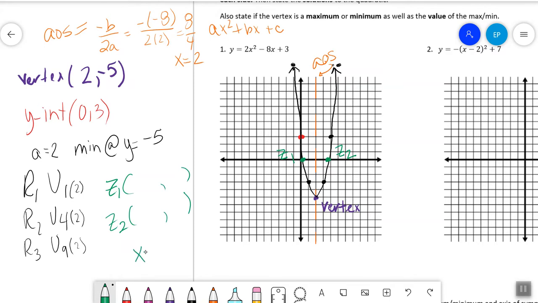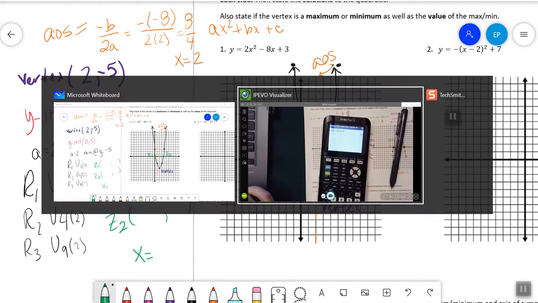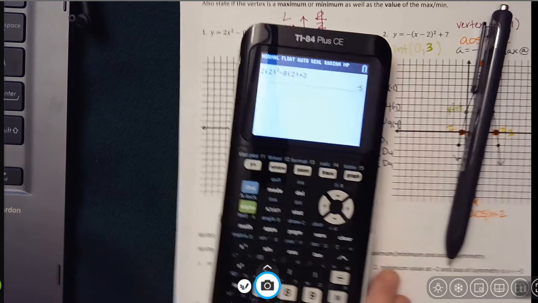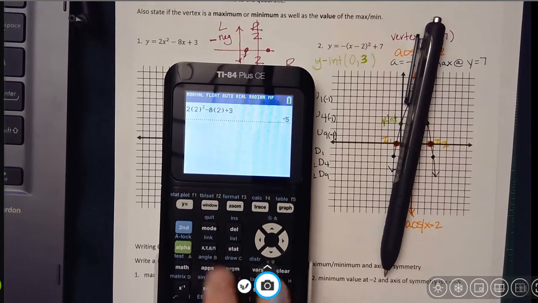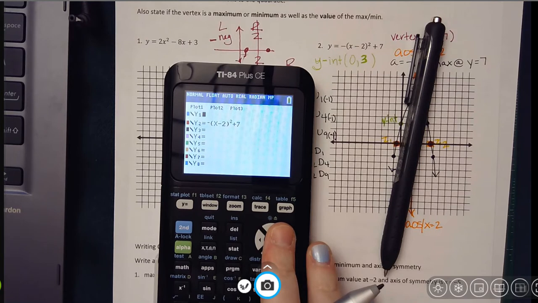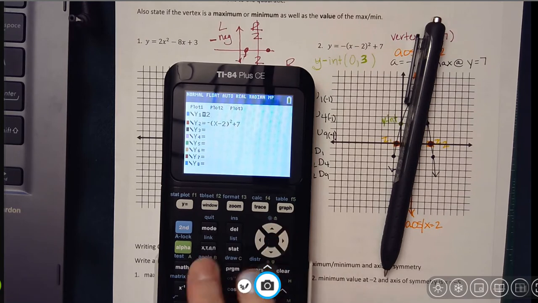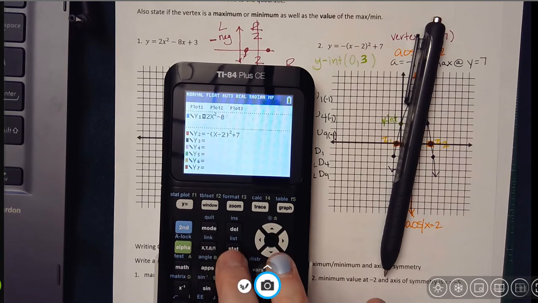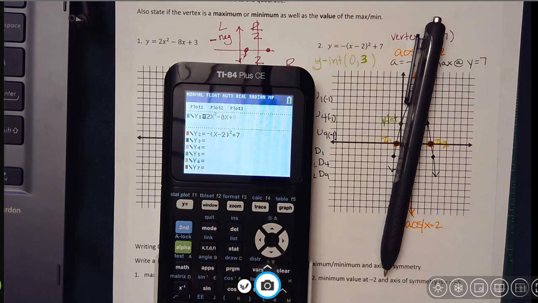And then I have my solutions, which is x equals. These values, unless they're perfect, have to be found on the calculator, and I'm going to bet that no matter what, we have to find them on the calculator. So on my calculator, I'm going to go to y equals, and I'm going to type in 2x squared minus 8x plus 3. I'm going to hit graph.